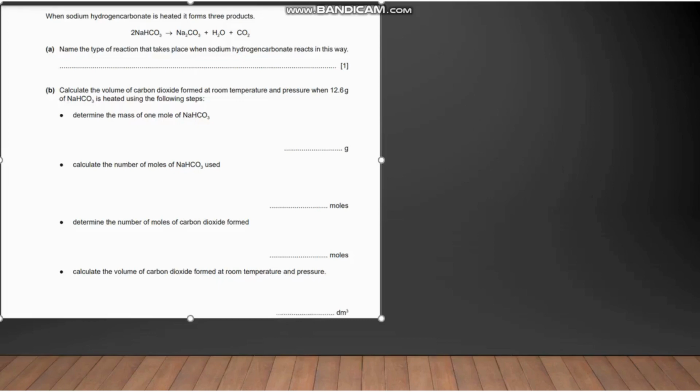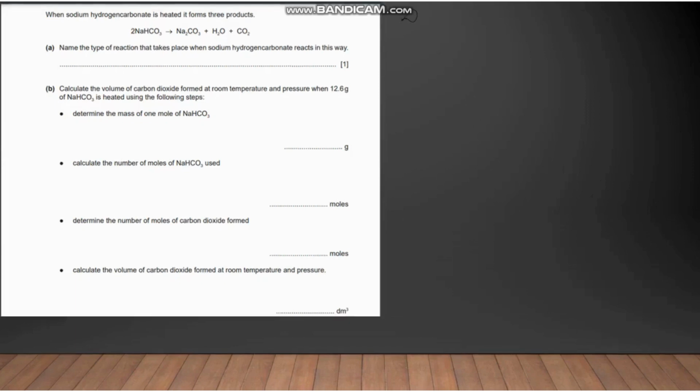Another mole question. The reaction is given. Sodium hydrogen carbonate is heated and it forms three products. So heating sodium hydrogen carbonate, you get sodium carbonate, water, and carbon dioxide. Name the type of reaction. So this is actually a decomposition reaction. So we will be calling it decomposition here.